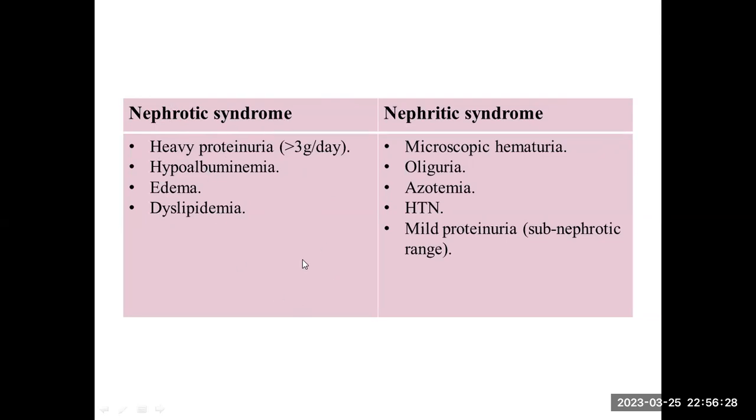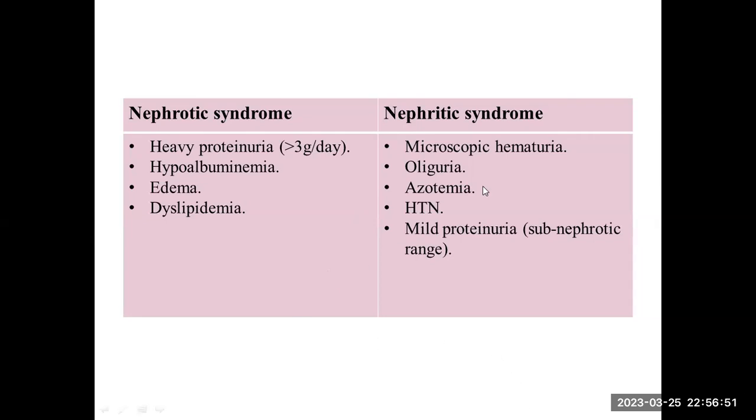Another complication is hypercoagulability. Patients with nephrotic syndrome tend to have a prothrombotic state. They can develop venous thromboembolism. They can present with DVT, for example. They can present with renal vein thrombosis even. They can present with Budd-Chiari syndrome, with cerebral venous thrombosis, and so on, because they have a hypercoagulable state.